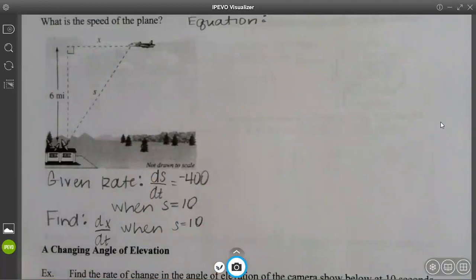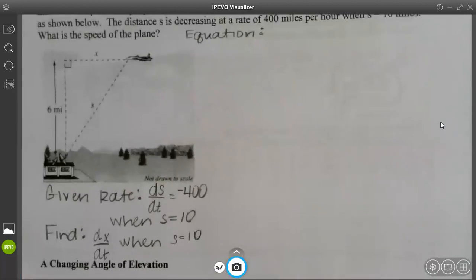Do we know anything else? We're going to talk about that in a minute. What is 6? Okay, we're going to talk about it in a minute. What equation would I have? What am I looking for? We said find dx over dt, right? So what do I do with this mess right here? How do I set up an equation with it? What do you see?